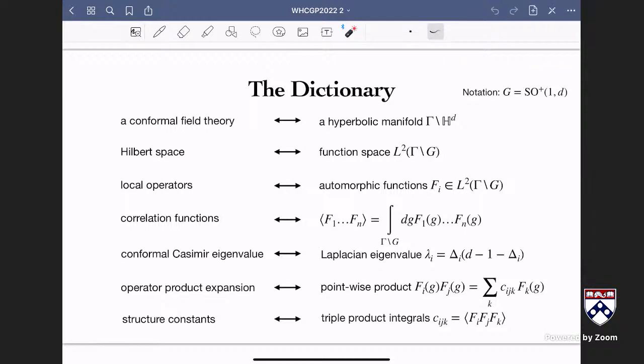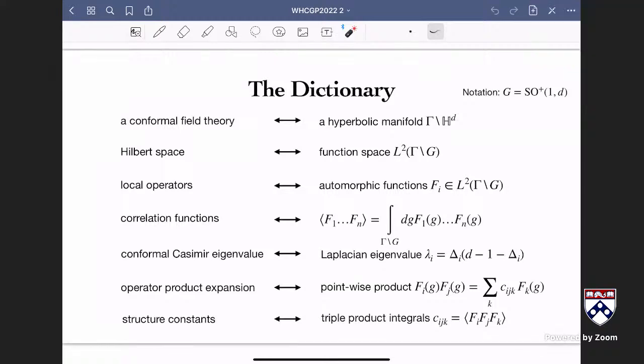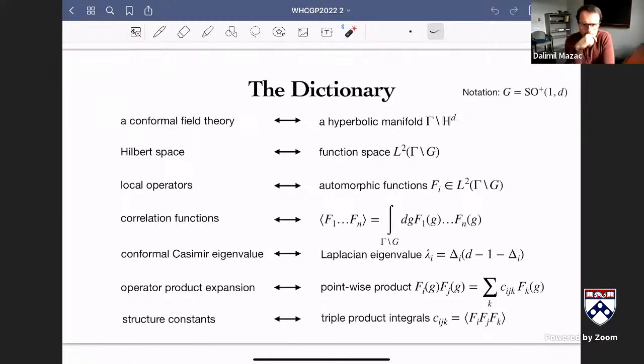May I ask a question, please? Yeah. Thank you. It's just the equivalence between Laplace eigenvalues and conformal Casimir eigenvalues. Is this also up to multiplicity of the Laplace eigenvalues? Yeah, so, okay. I'm not sure if I understand the question.